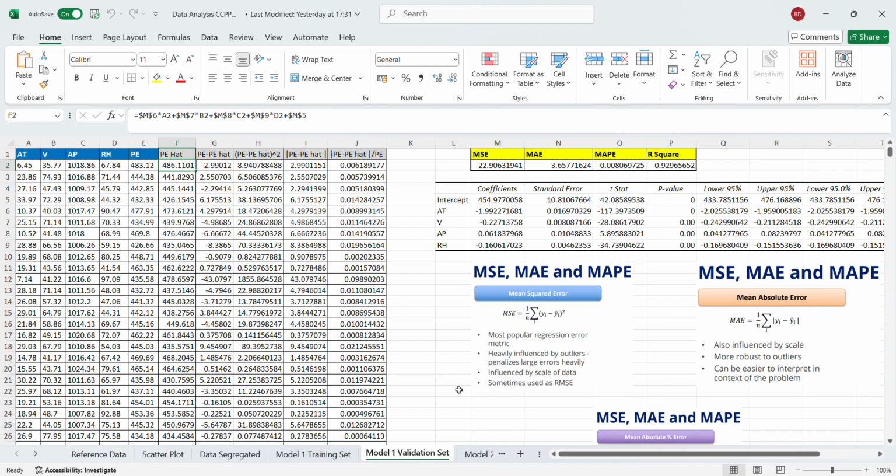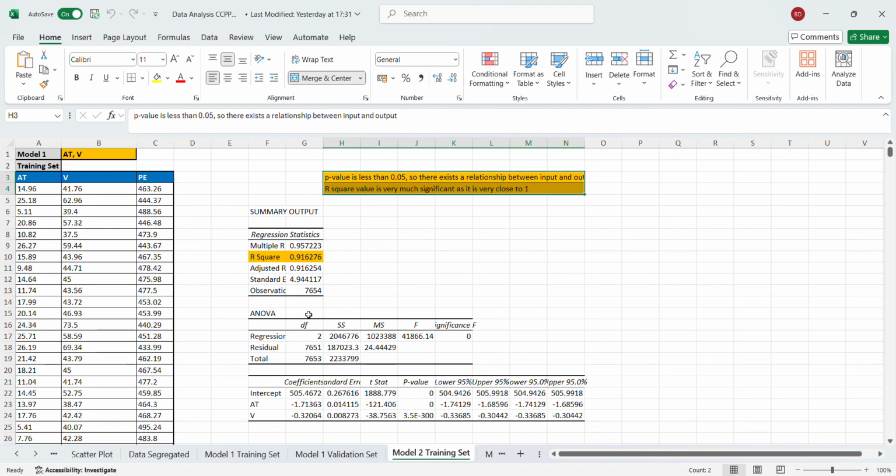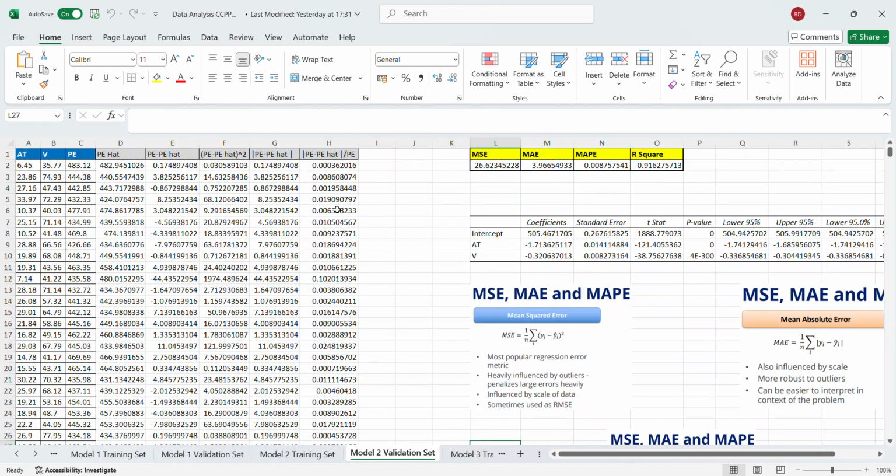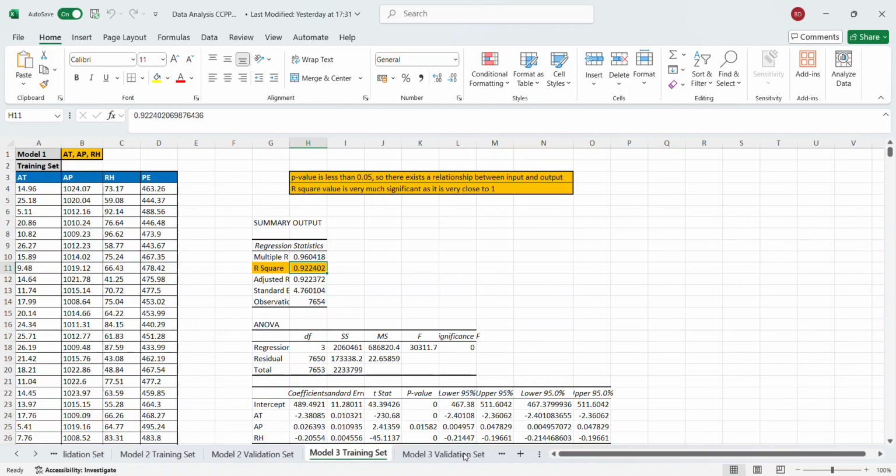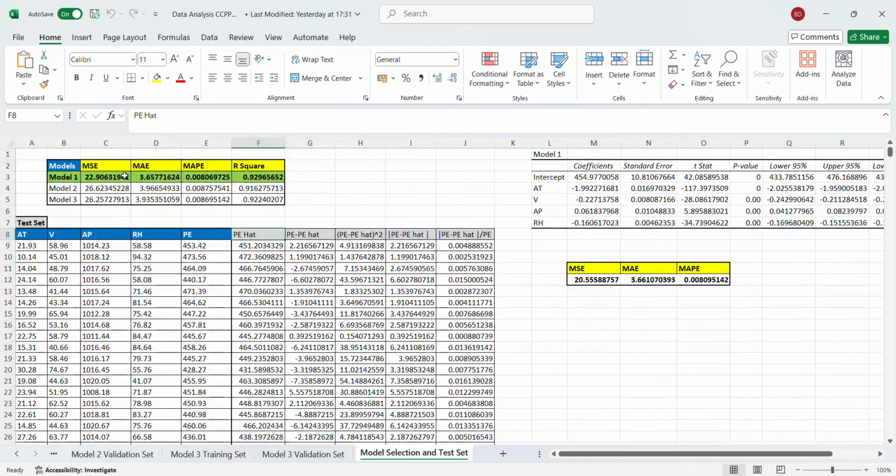We did the similar analysis for model 2 as well as model 3, and then we tried to compare the three models. If you see here, all the values have been provided. We can clearly see that model 1 has the highest R square value and the lowest error values: 22.9, 3.65, 0.08. So we can conclude that model 1 is the best fit for our observation data, and we should go ahead with model 1 only, having all the features.